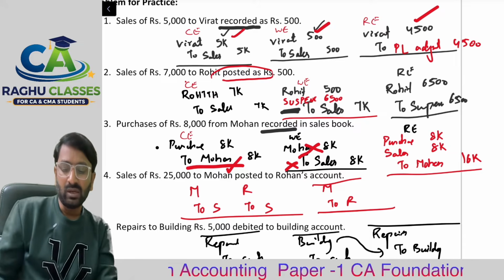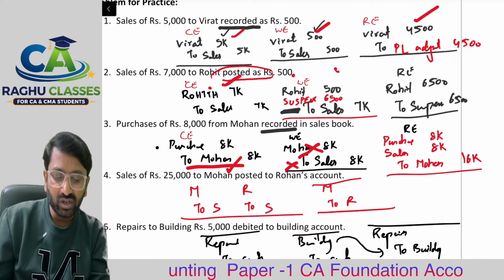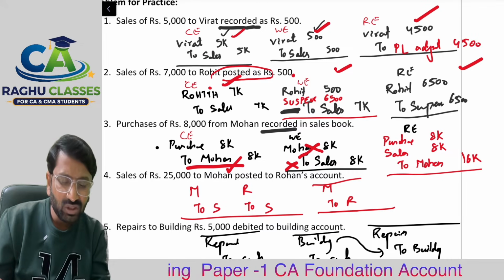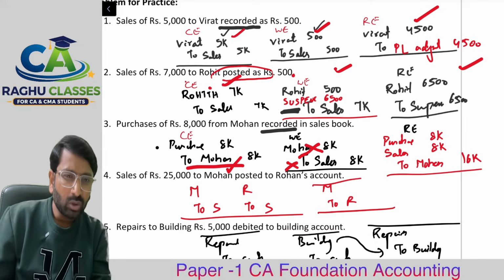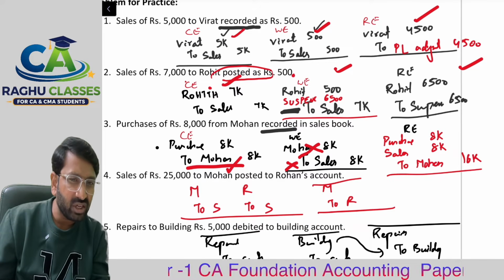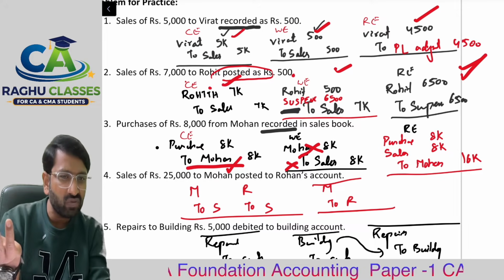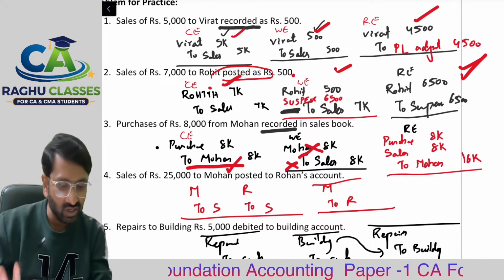Next one. Sales of 7,000 to Rohit posted as 500. So correct entry, wrong entry, rectification, same process. And if you look at the rectification entry, Rohit account debit to suspense. This is a personal account, it won't come in either trading account or P&L account. So the entry is going to be same whether it is stage 2 rectification or stage 3. The answer will not change.